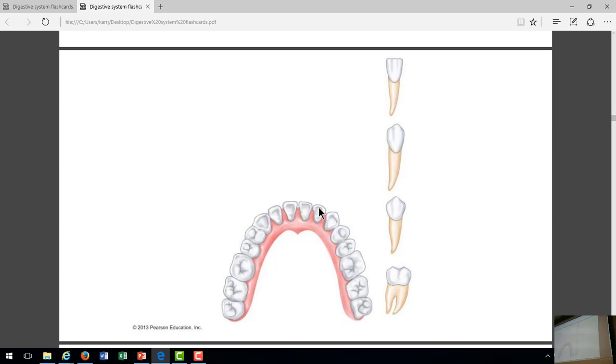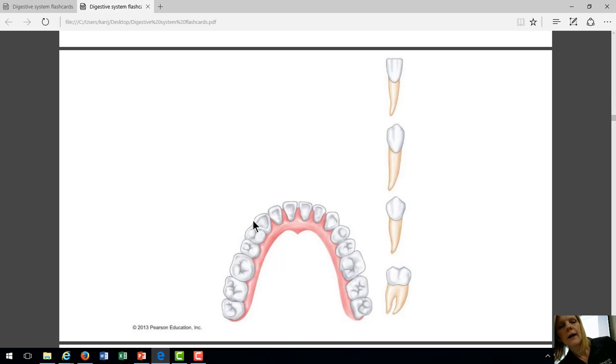So we have central incisors and lateral incisors. If you look at a rabbit, for example, they have very elongated central incisors, or a mouse or a hamster or a rat. These central ones are extra long. So those are the incisors.